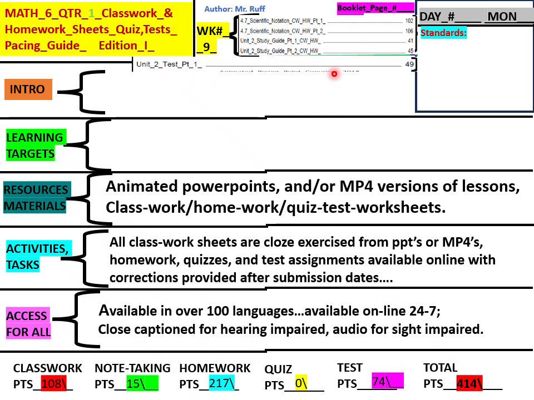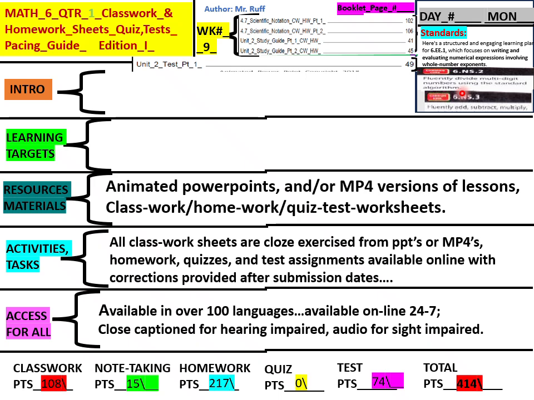And then the standards for Week 9 is, here is a structured and engaging learning plan for 6.EE.1, which focuses on writing and evaluating numerical expressions involving whole number exponents. And then we go to 6.NS.2, which is fluently divide multi-digit numbers using the standard algorithm. And then 6.NS.3, fluently add, subtract, and multiply.